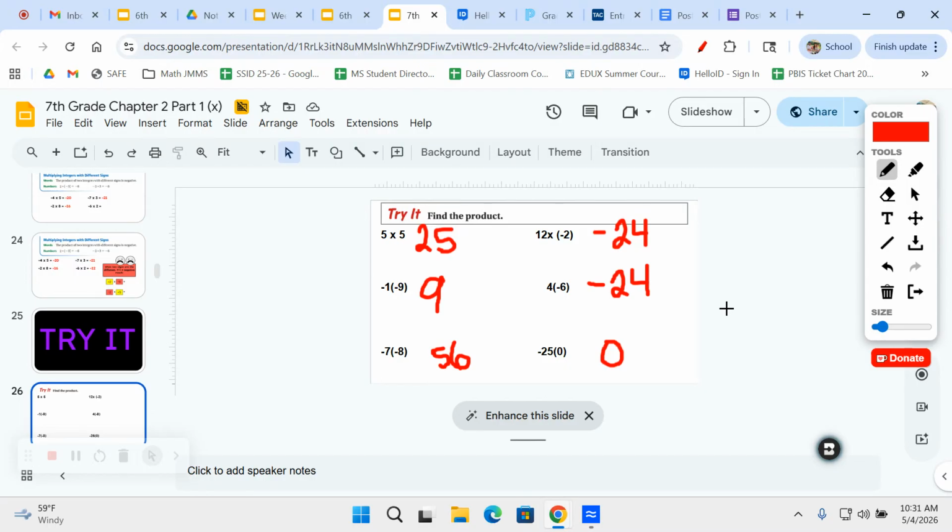So double check and make sure that you did okay with this. If you didn't get something right, take a look at my answers and see if you can figure out why yours is wrong. And if you can't figure it out, mark somewhere on your notes to ask me tomorrow so I can walk you through that. Okay, let's keep going.